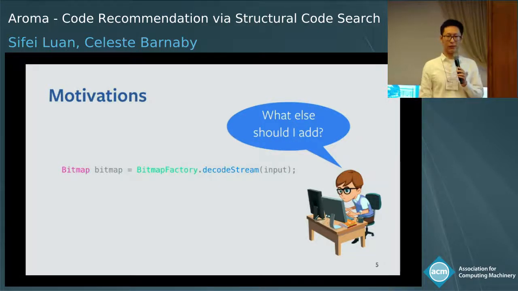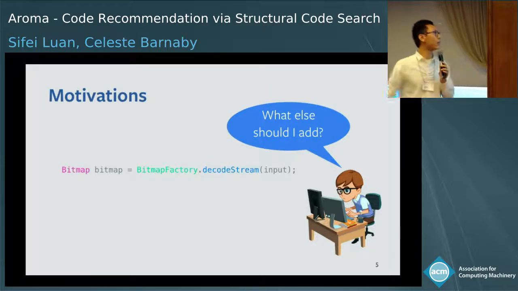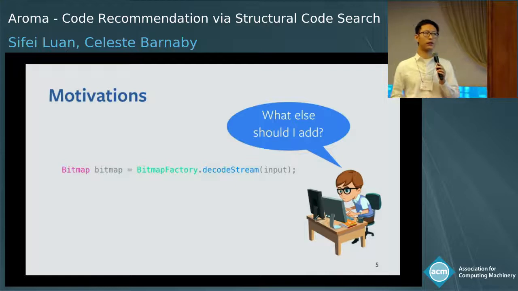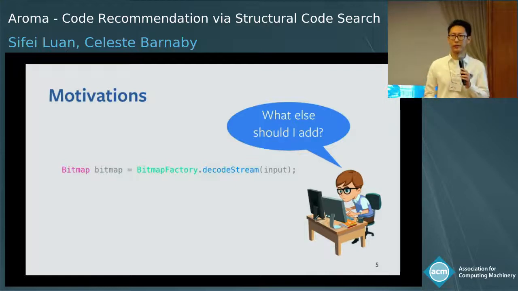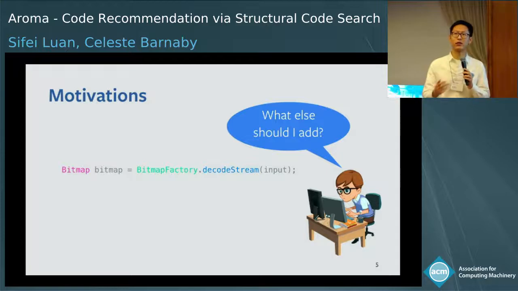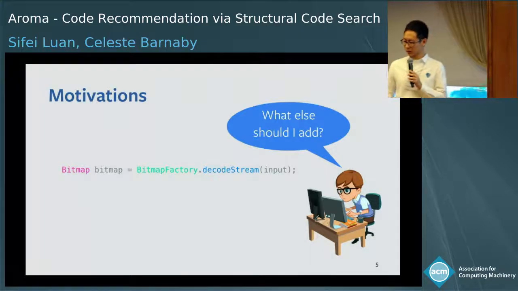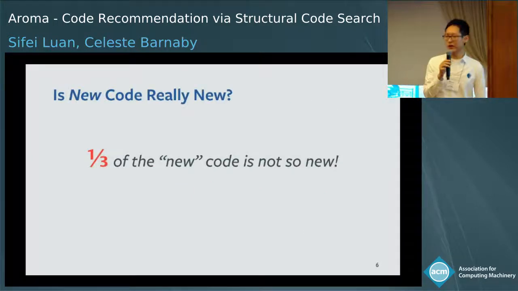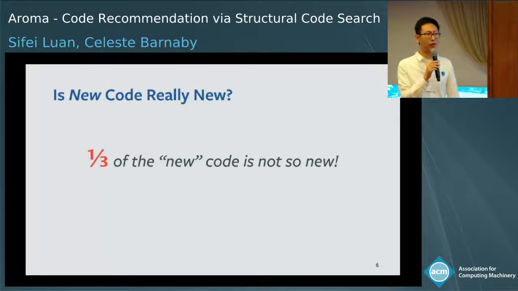To support the claim I just made, we did an experiment where we took a set of new code changes committed by our developers from the past week, and then we checked if these code changes actually resemble some part of the code that already exists in the repository. In other words, there's this question of, is new code really new? We have details in the paper about the experiment, but the short answer is, it's pretty surprising.